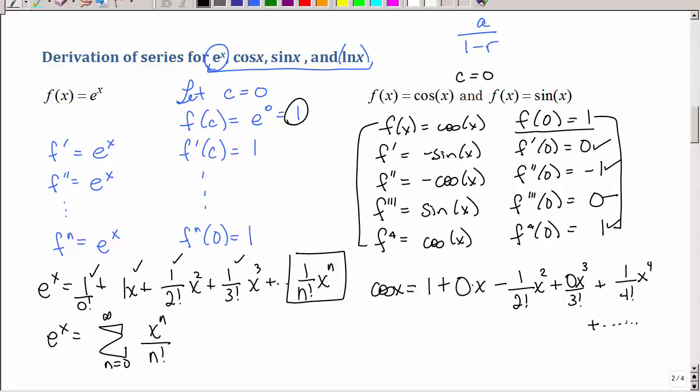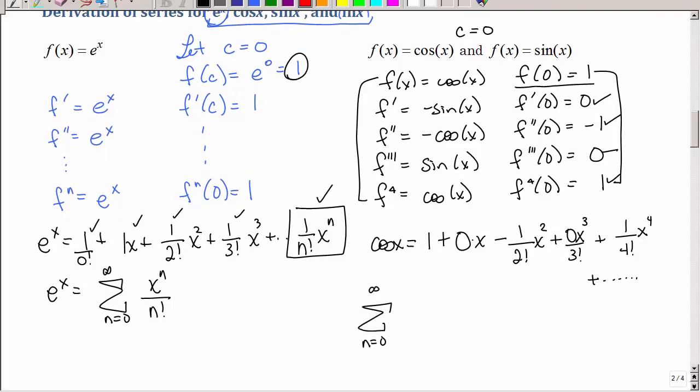I need to write that in sigma notation, so that pattern wasn't quite as clear. Let's see if we can figure it out. Well, if I look, all the odd ones are going to go to 0. So I'm just left with evens, right? And believe it or not, this is x to the 0, and this was 0 factorial. So let's see, I have x raised to an even number. So that might be to the 2n. And then I have even factorials, so that looks good.